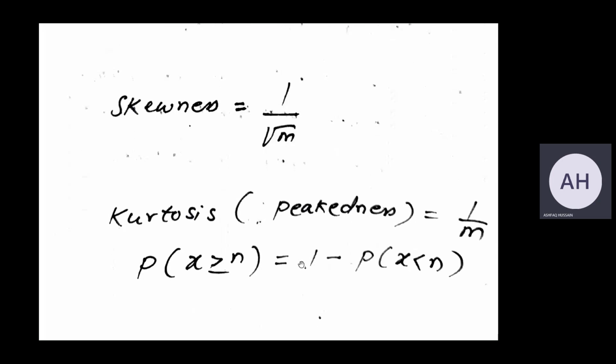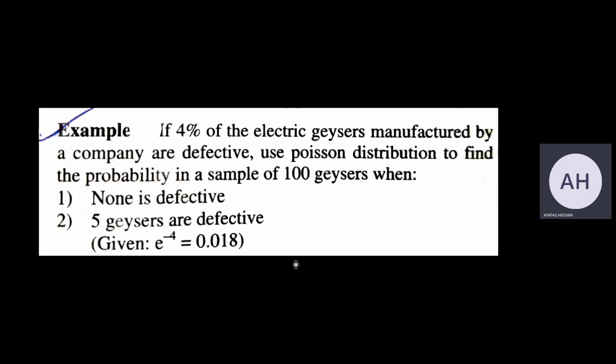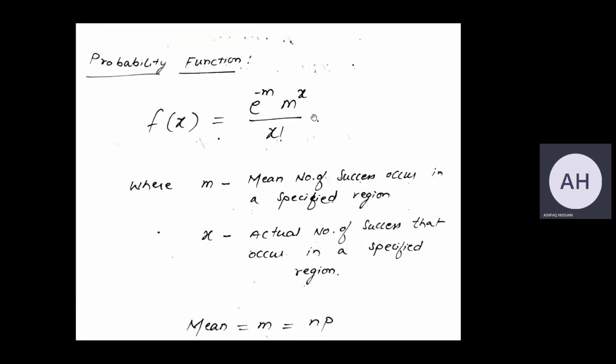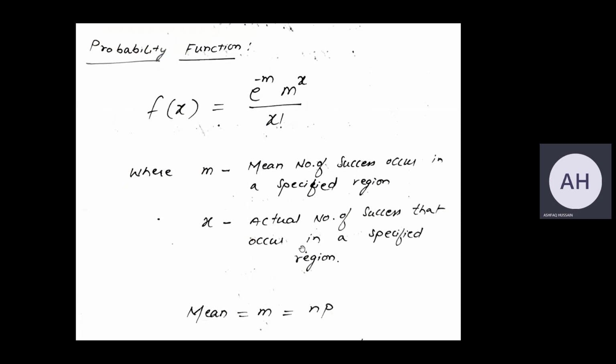In order to solve the examples, you need to remember this equation. The most important equation, the probability function for the Poisson distribution, is f of x is equal to e raised to minus m, m raised to x, divided by x factorial. Remember that m is the mean number of successes, in any question, and x is the actual number of successes that occur in a process. So let us take some examples to understand deeply what the probability function is.